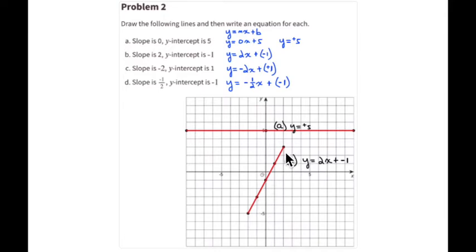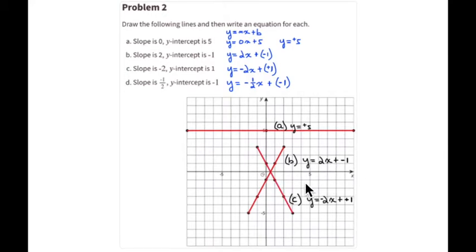So you can start up here, negative 2 over negative 1, and keep repeating that. Those are all a slope of positive 2. You can go in the reverse direction, positive 2 over positive 1, and keep repeating. So this is a graph of this equation.